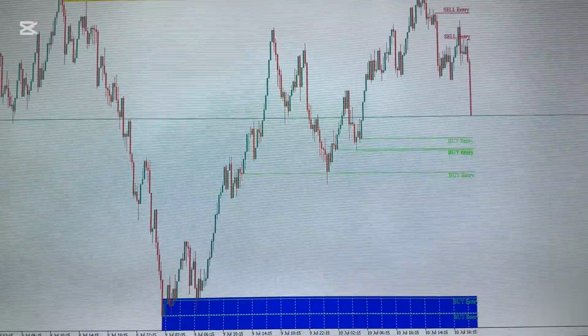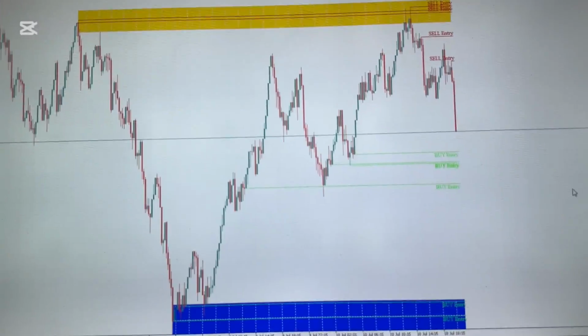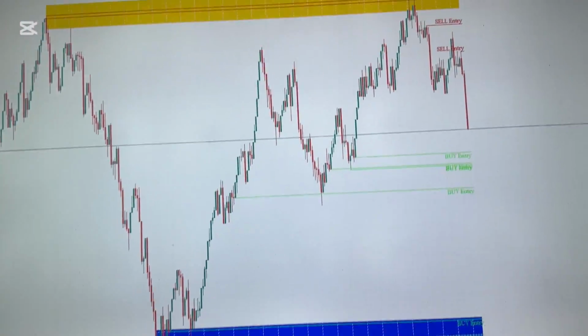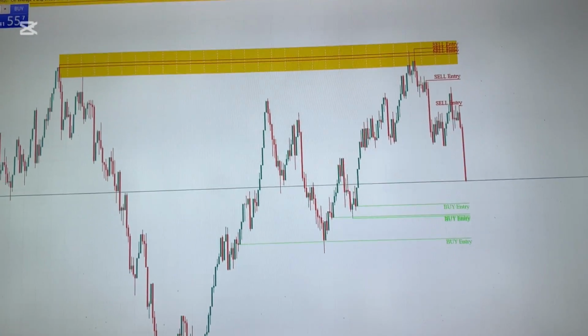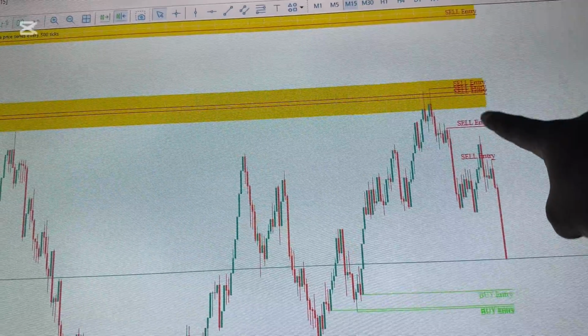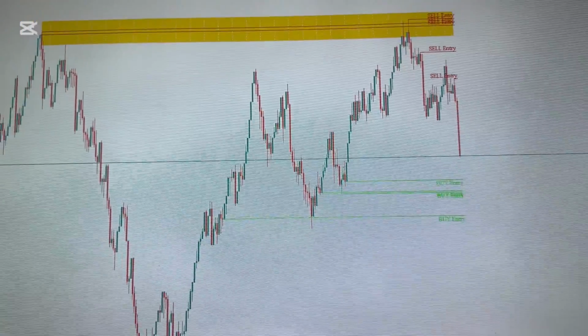Okay guys, as you can see, we have the indicator fully installed and fully set up, which means that now we're going to be looking for trades in all of these boom and crash indices. This is currently how the indicator looks on crash 500. We actually missed some sell entries here and here and here, but nonetheless we're going to find more entries using the indicator.